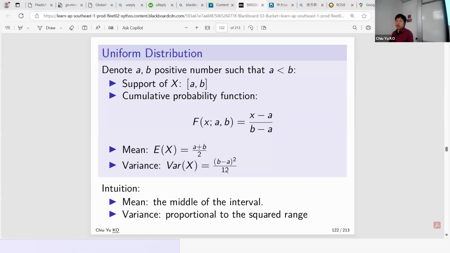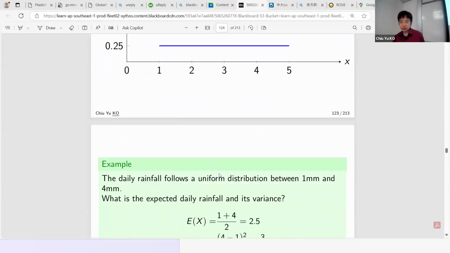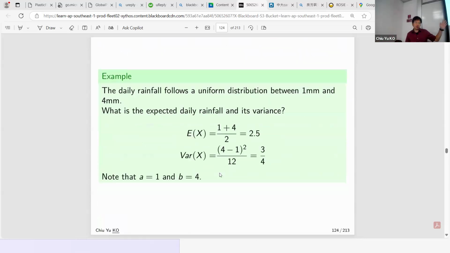Uniform means every interval is the same, right? So I guess the green one is the thing you need to remember because you will be using it for your assignment, or something similar. We place some numbers there, and you need to know it, okay? This is very common, for example, when we go to the observatory, the local weather forecast. They will say, okay, the rainfall will be between 1 mm to 4 mm today.